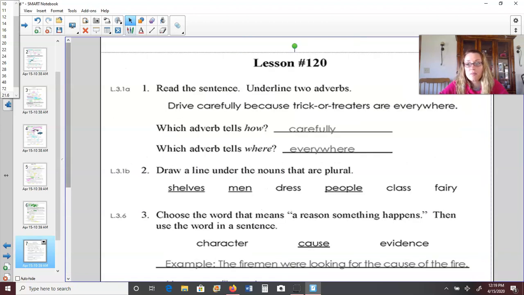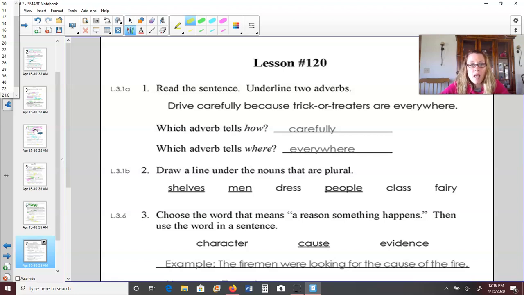All right, so lesson 120, boys and girls. Number 1, read the sentence, underline the 2 adverbs. Drive carefully because trick-or-treaters are everywhere. Which adverb tells how? So how should people drive? They should drive carefully. Which adverb tells where? Where are trick-or-treaters? Everywhere. So those 2 words are the adverbs in the sentence.